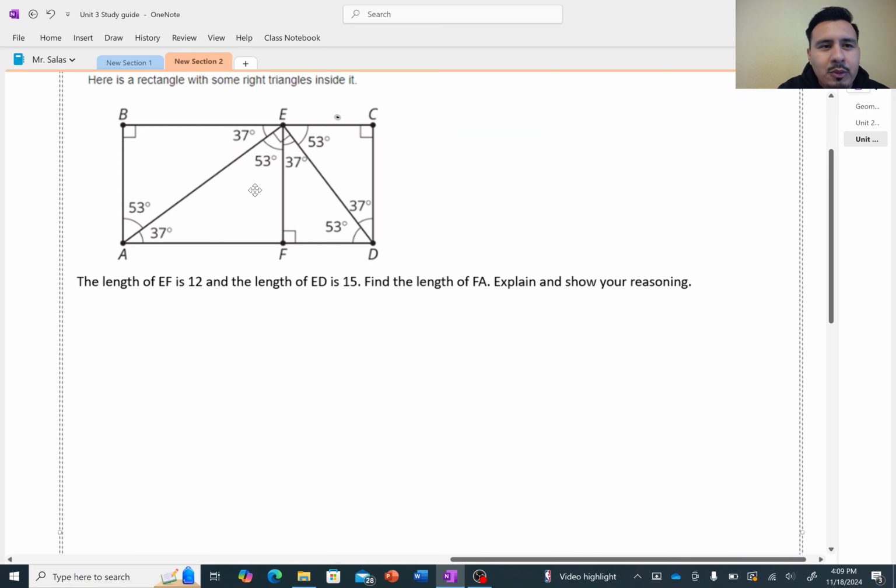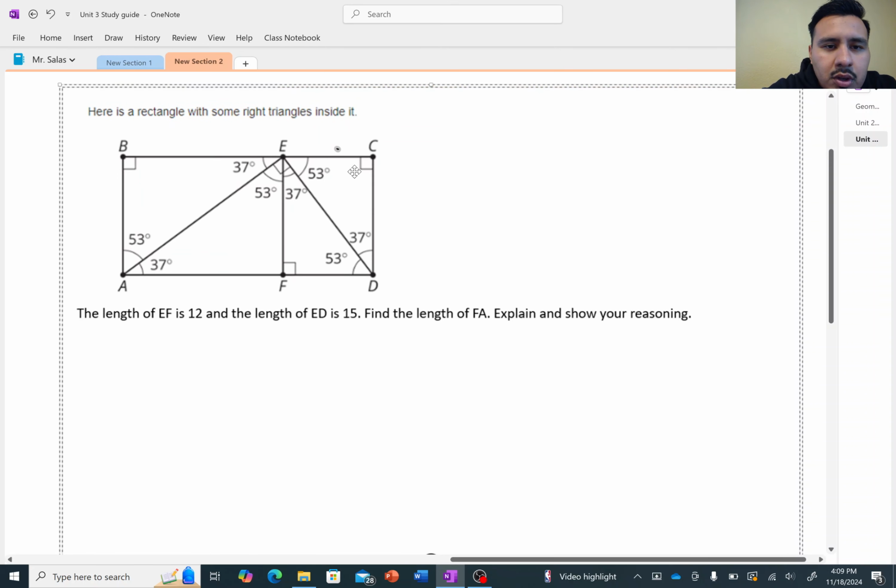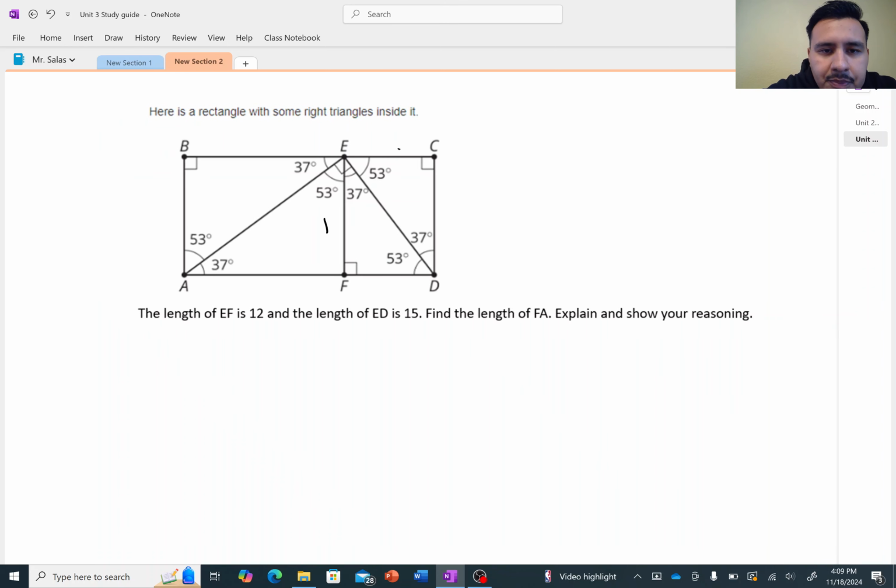Let's look at problem number 4. Here's a rectangle with some right triangles inside of it. So we have 1, 2, 3, 4 triangles in total. Let's see if we need all of them. It says the length of EF is 12. So let's find EF. EF is 12. So that means it's 12 on both sides of that line.